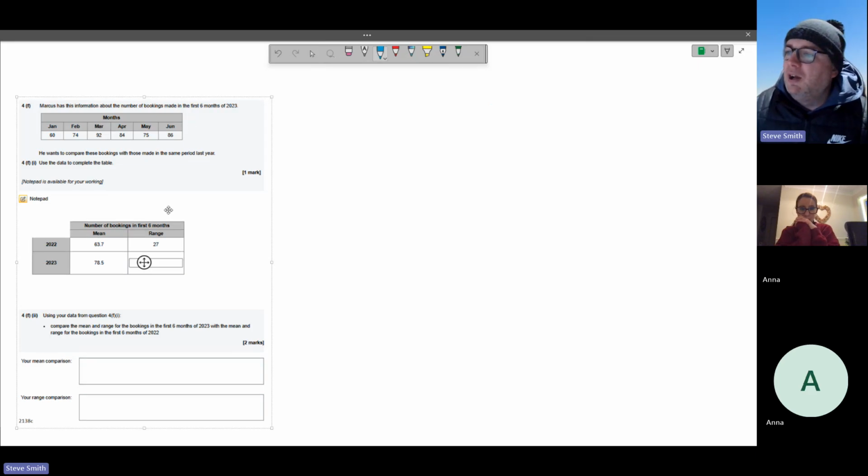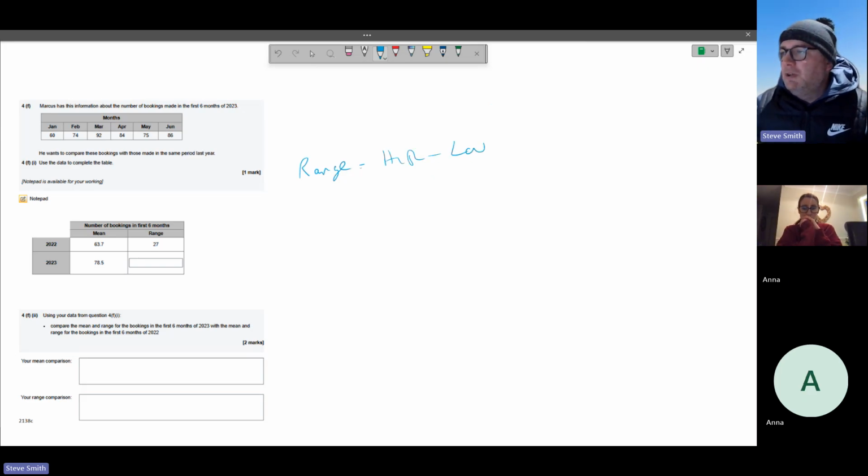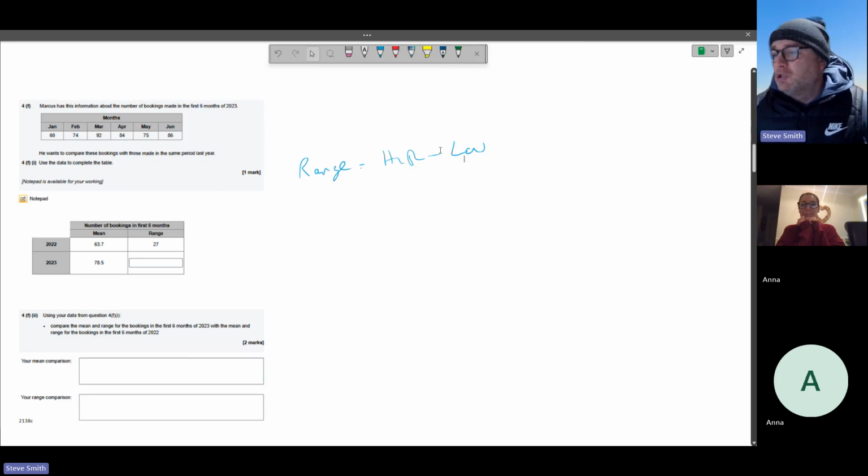We need to identify what the range is. And the range is highest take away lowest. So we've got two numbers, and if you think about it, it fits. That's the distance between the lowest number and the highest number. So it's the bits in between. The lower the range, oh, we've got that for the next question, so I won't spoil that one. The lower the range is good, it's better.